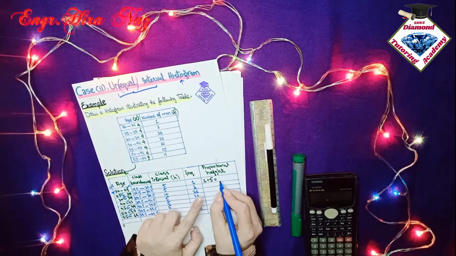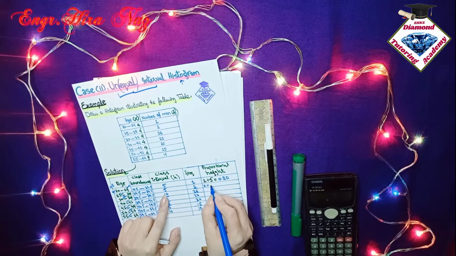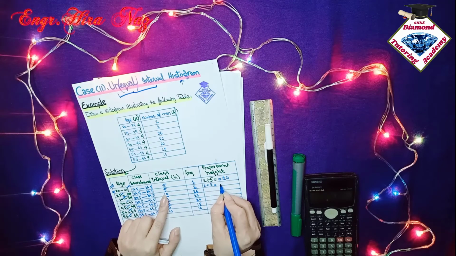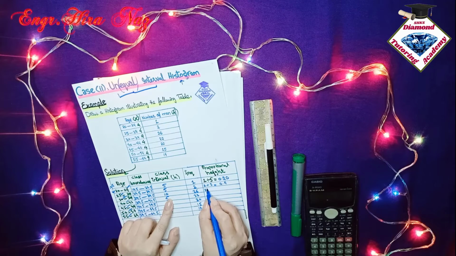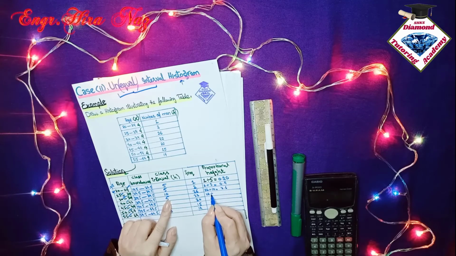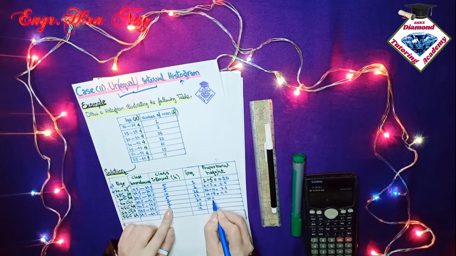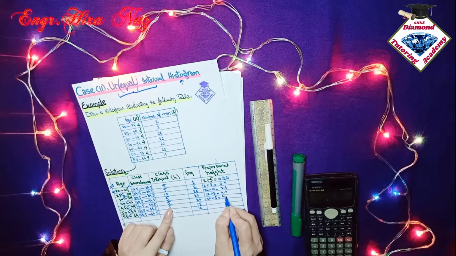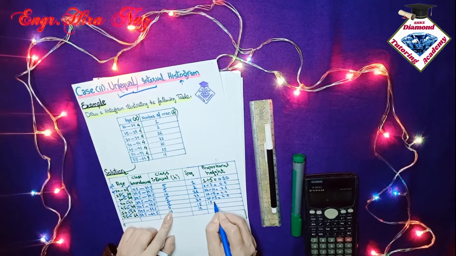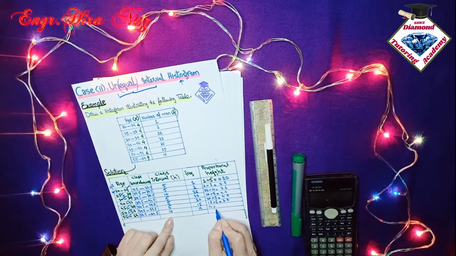So 1 divided by 5, you will get 0.20. Then you have to divide 2 by 5, you will get 0.4. Next 26 divided by 10, you will get 2.6. Next 22 divided by 5, you will get 4.4. 20 divided by 5, you will get 4.0. 15 divided by 5, you will get 3.0. And 14 divided by 10, you will get 1.4.